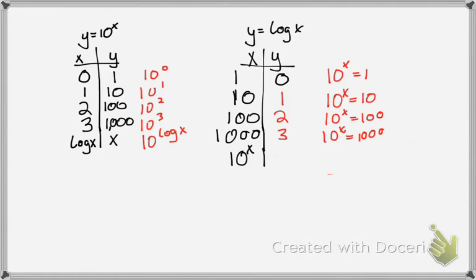So if I have a log of 10 to the x power, just like what happened on the other half of the table, a logarithm is the inverse of the exponential. So what they will do is they will cancel each other out.